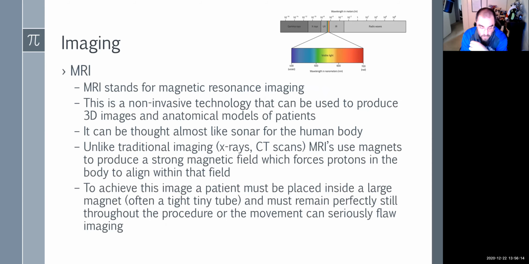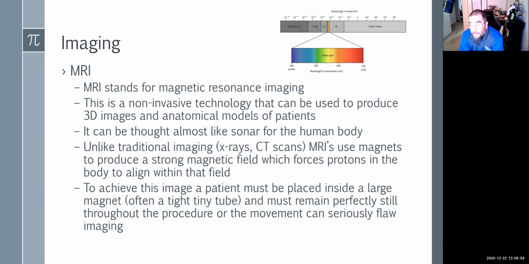MRI, probably the one you're going to hear most about nowadays. MRI stands for magnetic resonance imaging. This is non-invasive technology that can produce 3D images, much like the CT scan, right? And fully anatomical models of patients. It's almost like sonar, if you're familiar with sonar for ships and stuff like that, right? It's very like sonar for the human body. But unlike traditional imaging, MRIs use magnets instead of specifically radioactive waves to create a magnetic field around the patient, which causes the protons in the human body to align with that field and produces an image, right?